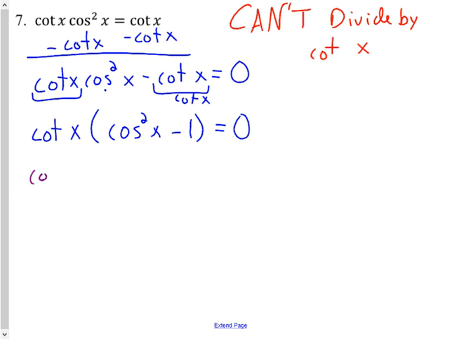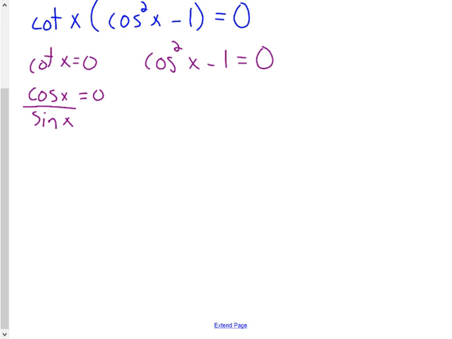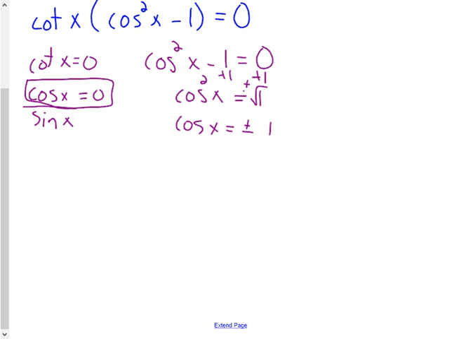So cotangent of x equals 0, and cosine squared of x minus 1 equals 0. Well, cotangent of x equals 0, remember, this is cosine over sine. So it's really where does cosine equal 0? And then over here we've got cosine squared of x. We're going to add 1 to both sides, so it equals 1. Cosine of x equals plus or minus 1 when we square root both sides. So we're looking for our solutions for cosine of 0 and plus or minus 1.